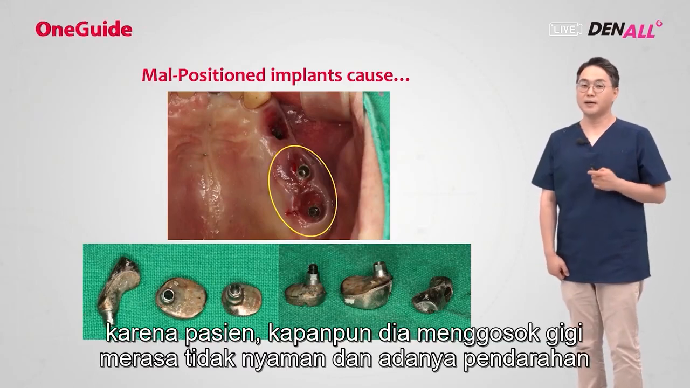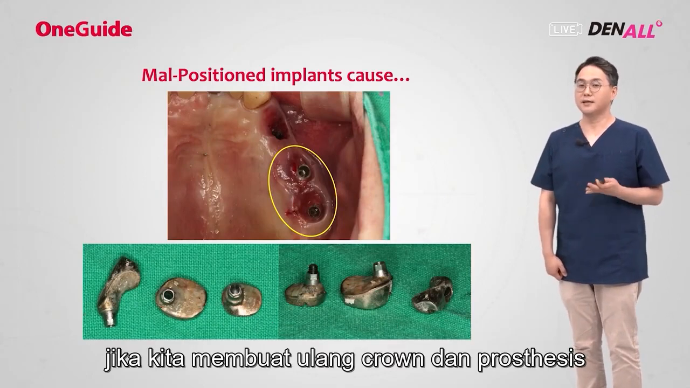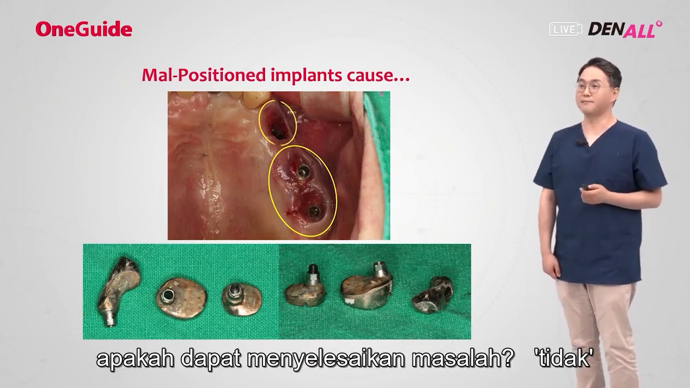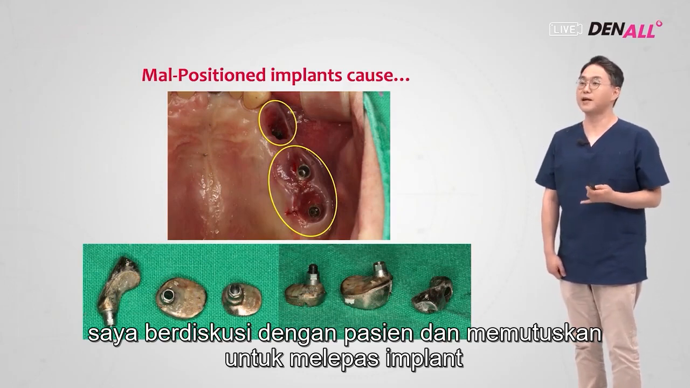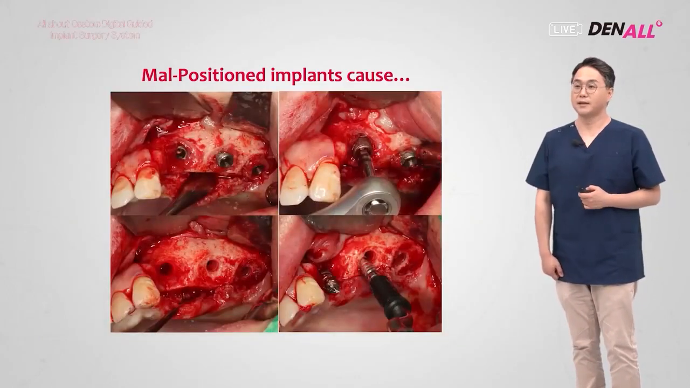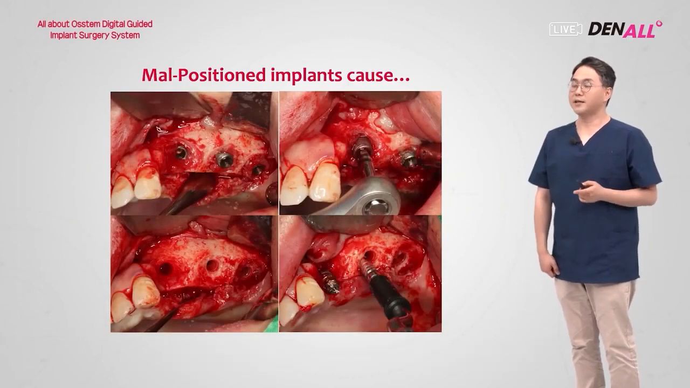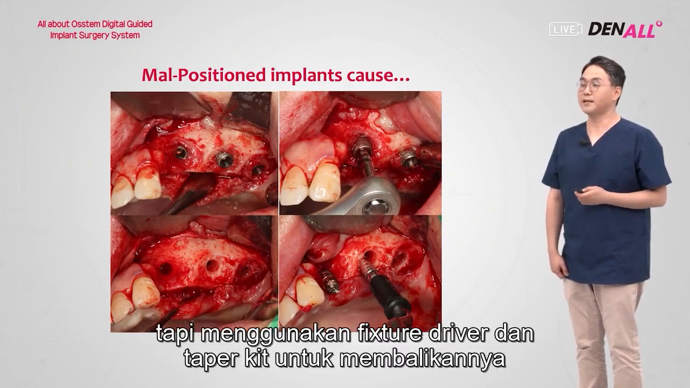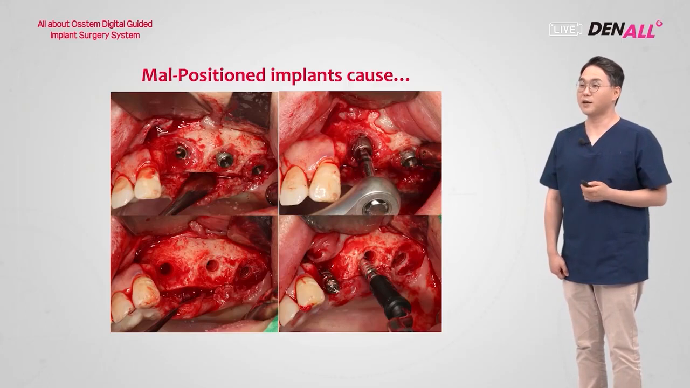Because it was like this, whenever the patient brushed teeth, there was discomfort and bleeding. If we remake a crown and do the prosthesis, will we be able to solve the issue? No. I talked with the patient again and decided to remove the implants. I removed all 3 implants placed, and because it was maxilla, I did not use the EFR kit and used a fixture driver and taper kit and reversed them out.